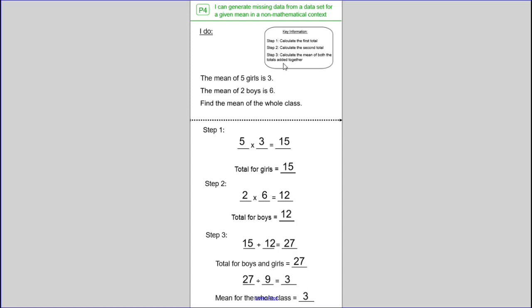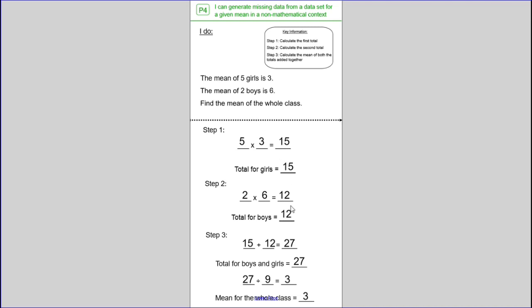Step 3, calculate the mean of both the totals added together. So we've got 15 for the girls and we know that we've got 12 for the boys. The total just means that we need to add these two numbers together, because we really want to find the mean of the whole class. And in the class, remember, we've got girls and boys. So we're going to take 15, add it to the 12. In total, we get 27. So that means for the total of boys and girls, there are 27.